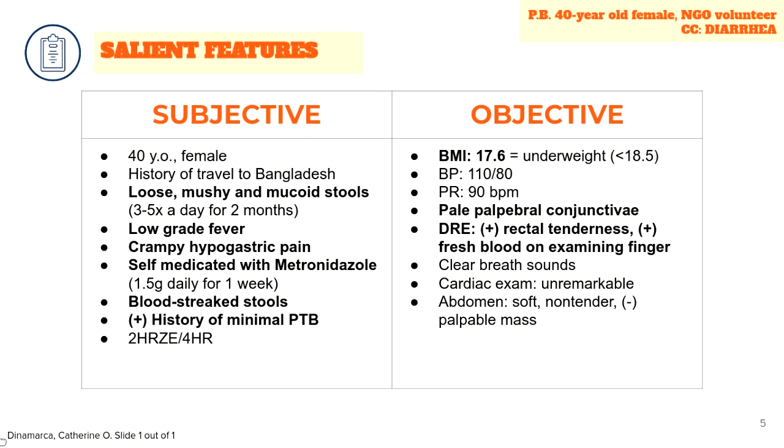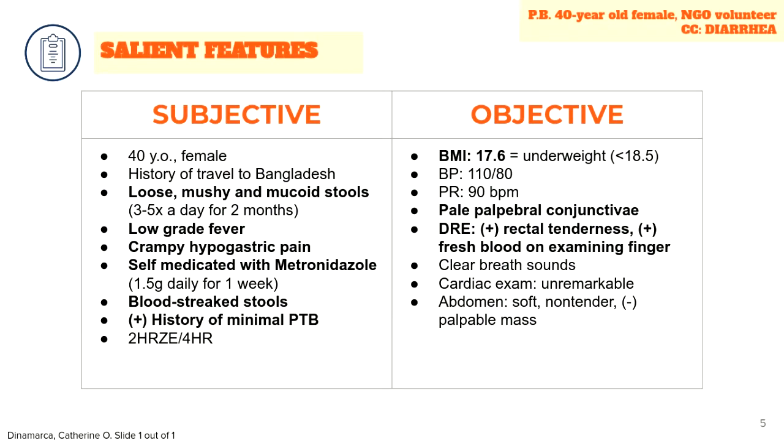However, after 3 days, there was recurrence of diarrhea and crampy hypogastric pain, which was then accompanied by blood-streaked stools, and this could be a sign that there is a presence of lower GI bleeding. Patient also has a history of minimal pulmonary TB, which was managed with anti-Koch medication for 6 months.